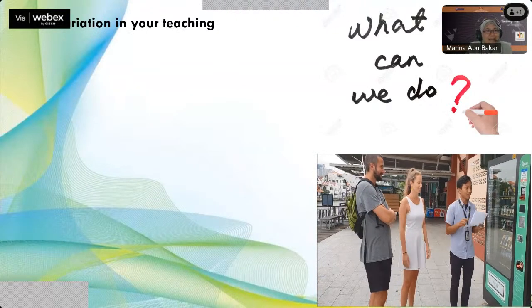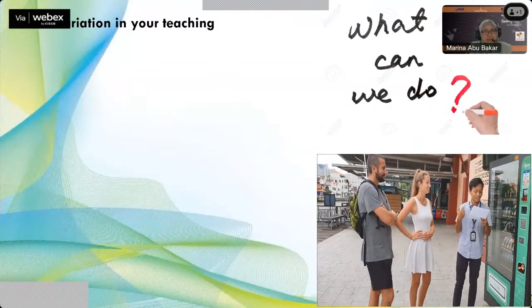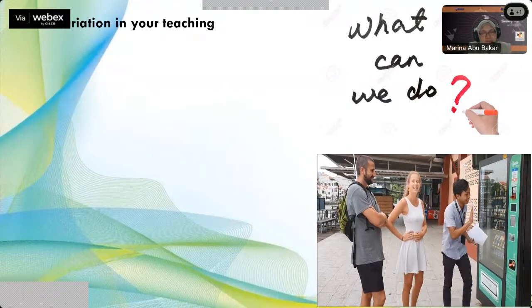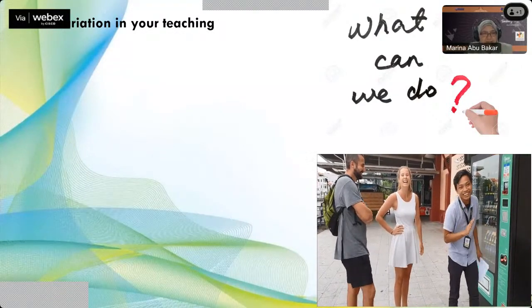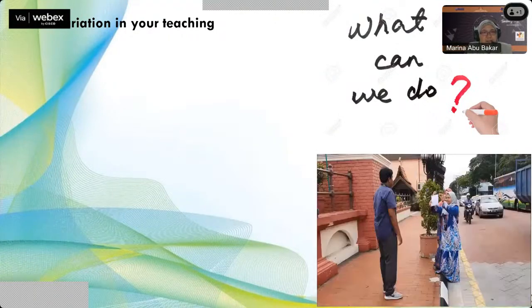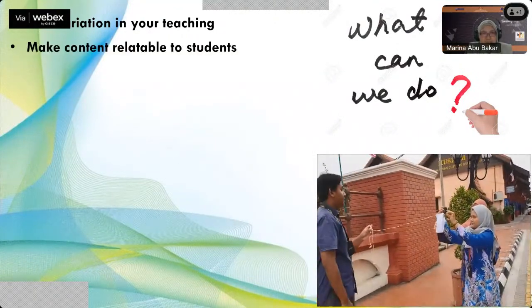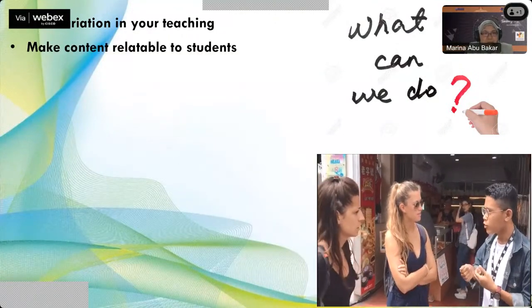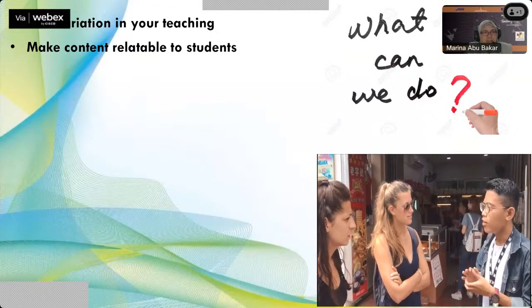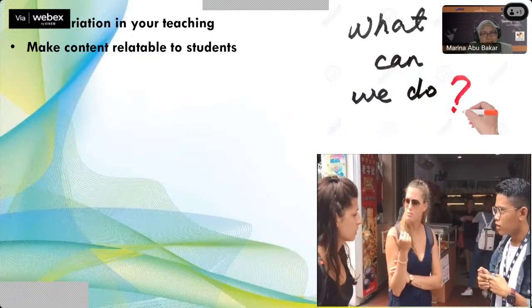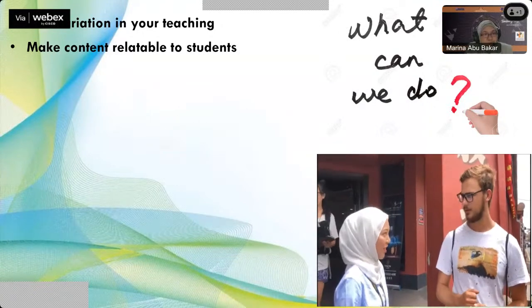So what can we do? Add variation in your teaching. Think, Google and look for alternatives, how you can carry out different activities. Try them out in the classrooms. Different classrooms may respond differently to your material. So try them out. Make the content relatable so that they see the need to do those activities.